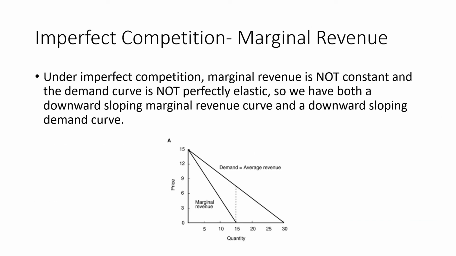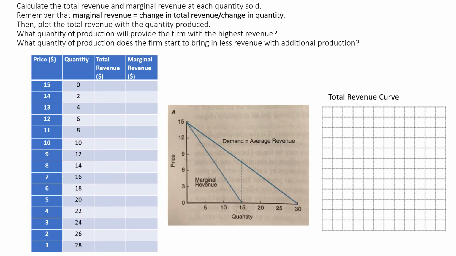This slide just summarizes what we talked about previously. Marginal revenue is not constant, and the demand curve is not perfectly elastic. So we have both a downward sloping demand curve and marginal revenue curve. So we can actually calculate the amount of total revenue and marginal revenue at each quantity that is sold utilizing this graph. So let's go ahead and do that.